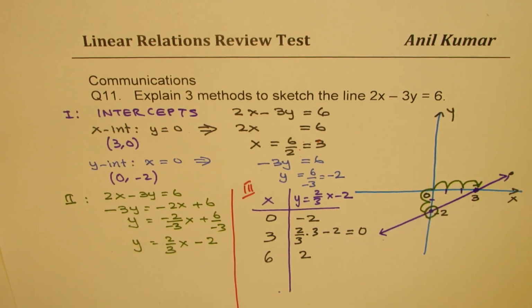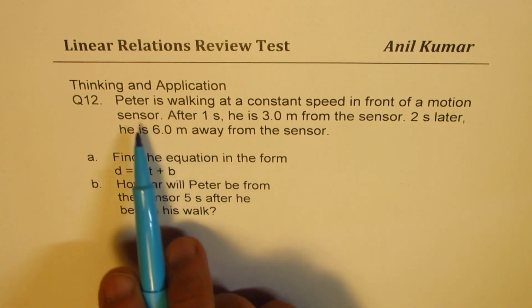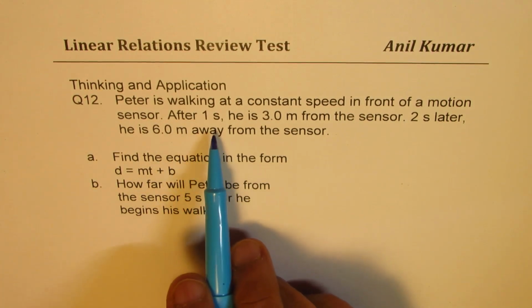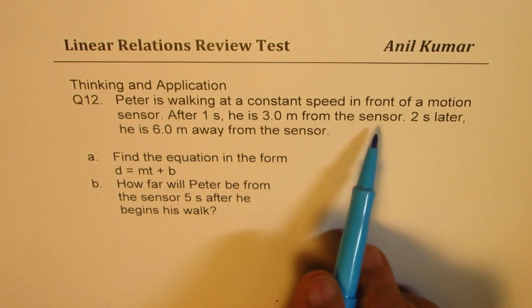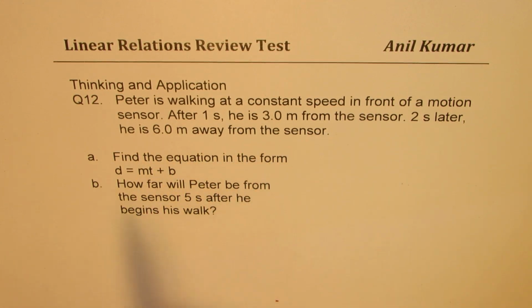Now let's move into application and thinking questions, which could be very tricky. Question number 12 is a thinking and application question. Peter is walking at a constant speed in front of a motion sensor. After 1 second, he is 3 meters from the sensor. 2 seconds later, he is 6 meters away from the sensor. Find the equation in the form d equals mt plus b. How far will Peter be from the sensor 5 seconds after he begins his walk? You can pause the video, answer the question, and then look into my suggestions.